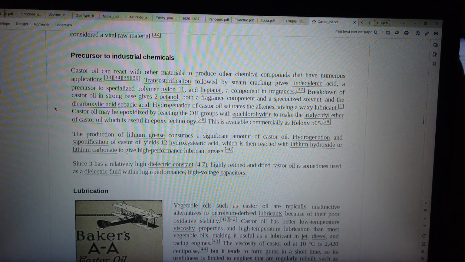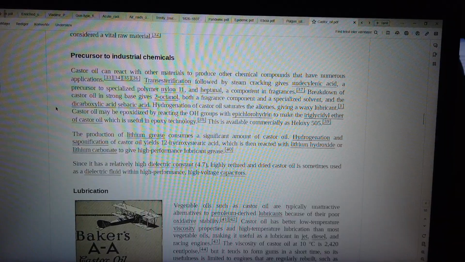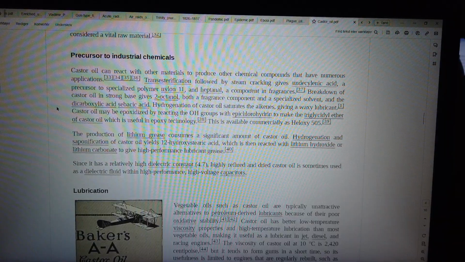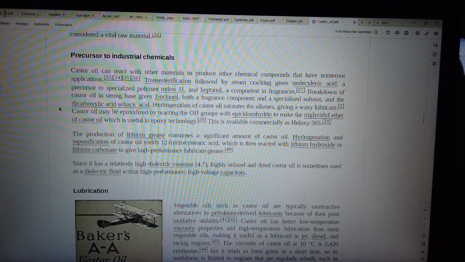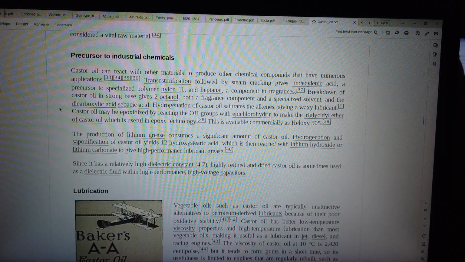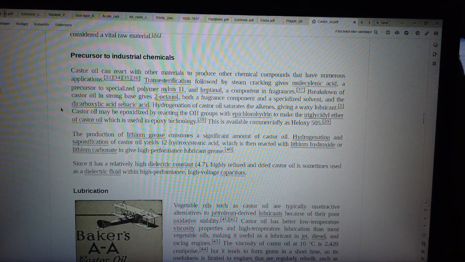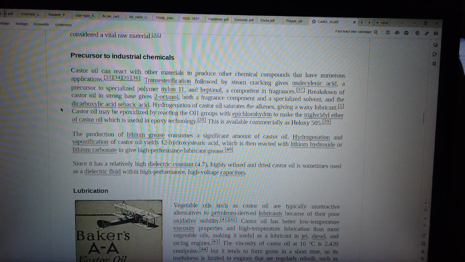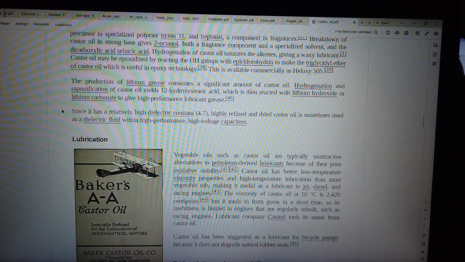Hydrogenation of castor oil saturates the alkenes, giving a waxy lubricant. Castor oil may be epoxidized by reacting the OH groups with epichlorohydrin to make the triglycidyl ether of castor oil, which is useful in epoxy technology. This is available commercially as Heloxy 505. The production of lithium grease consumes a significant amount of castor oil. Hydrogenation and saponification of castor oil yields 12-hydroxystearic acid, which is then reacted with lithium hydroxide or lithium carbonate to give high-performance lubricant grease.